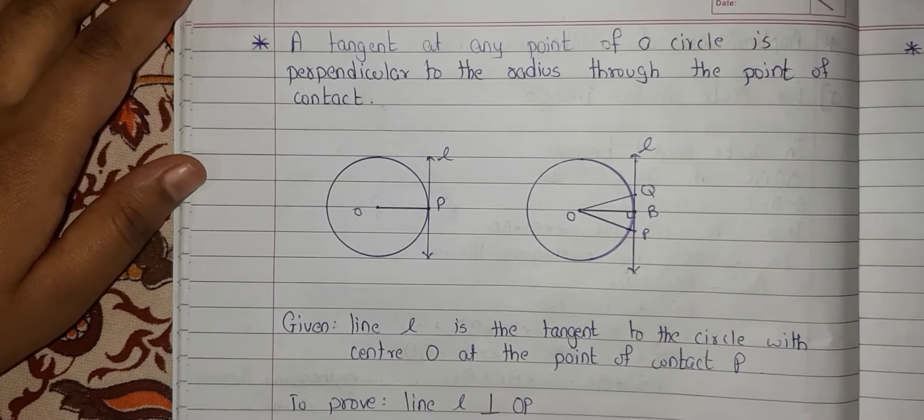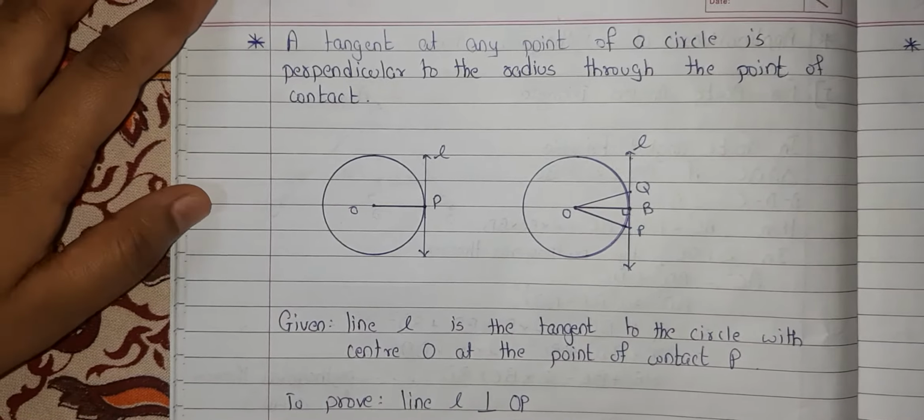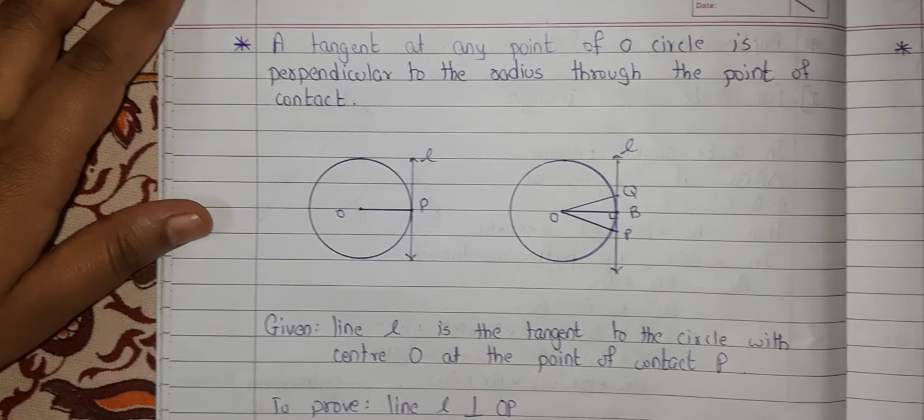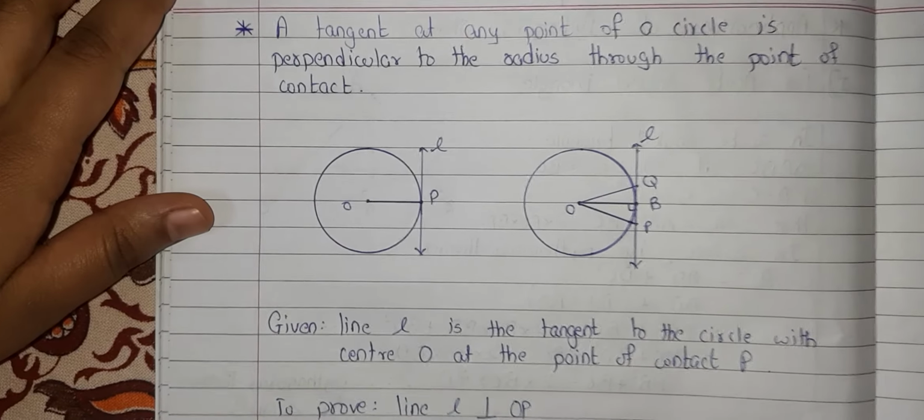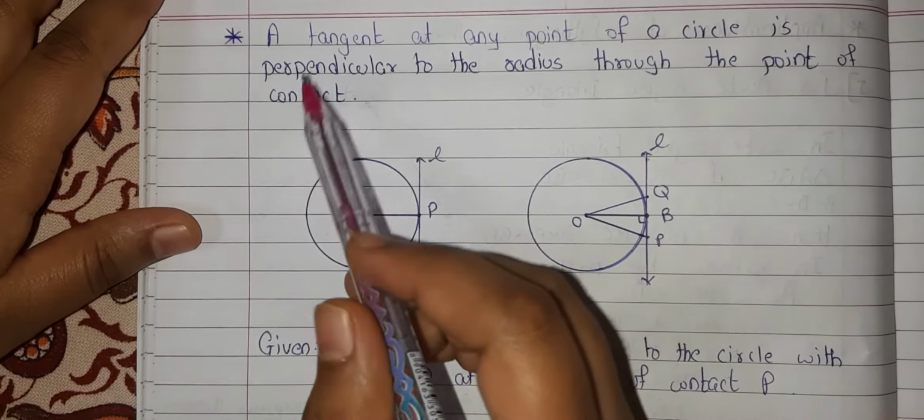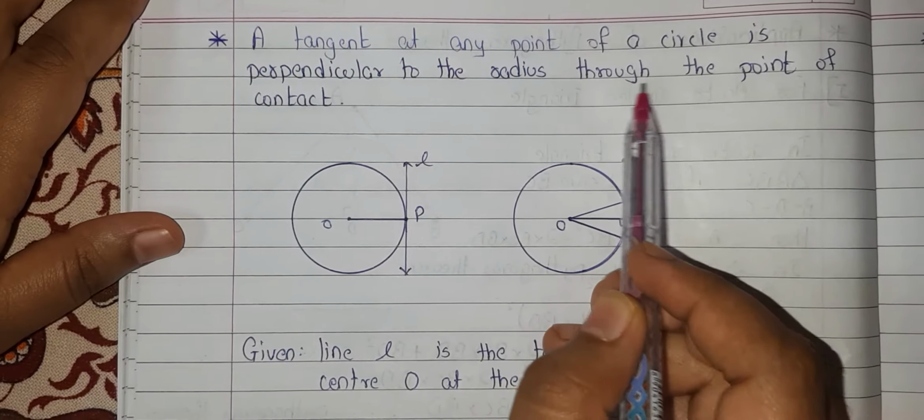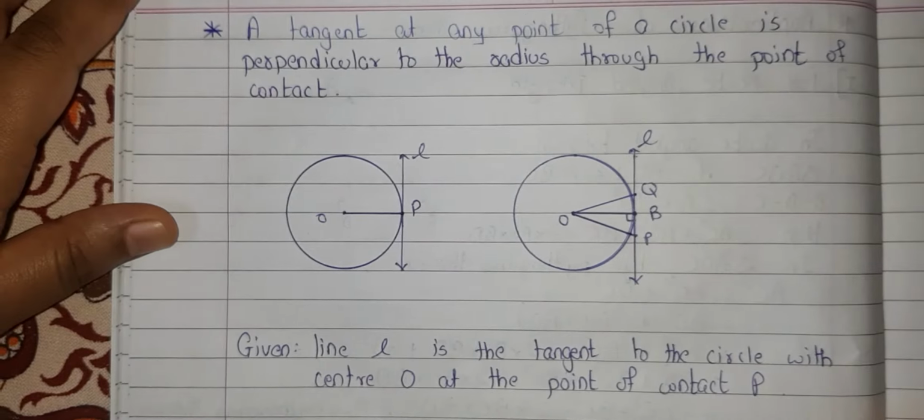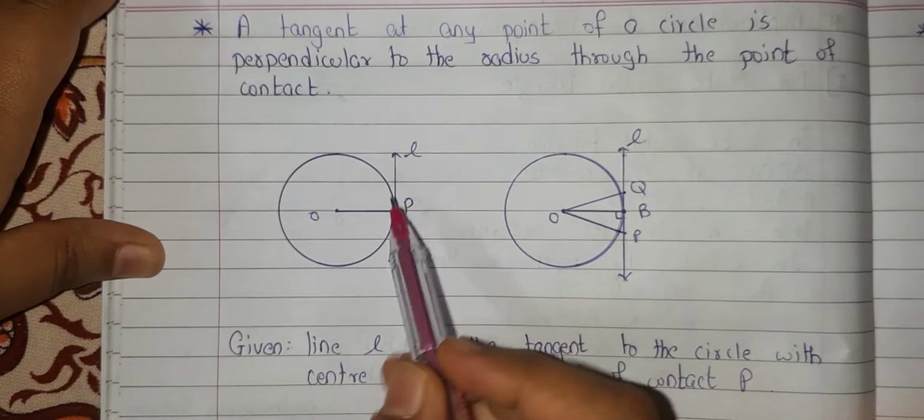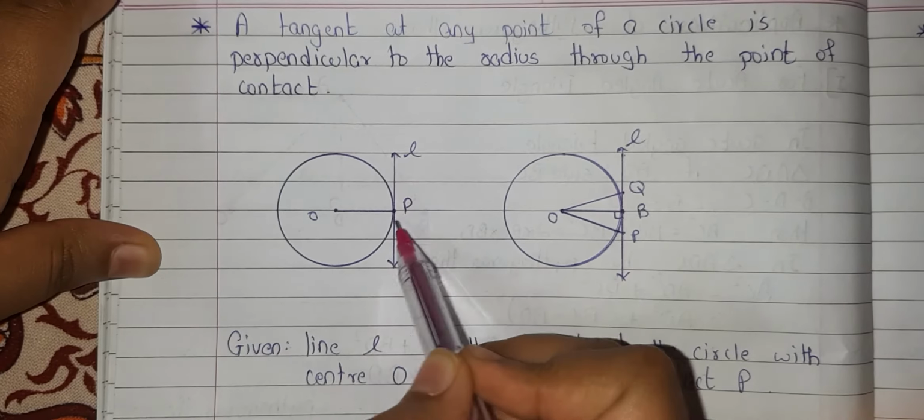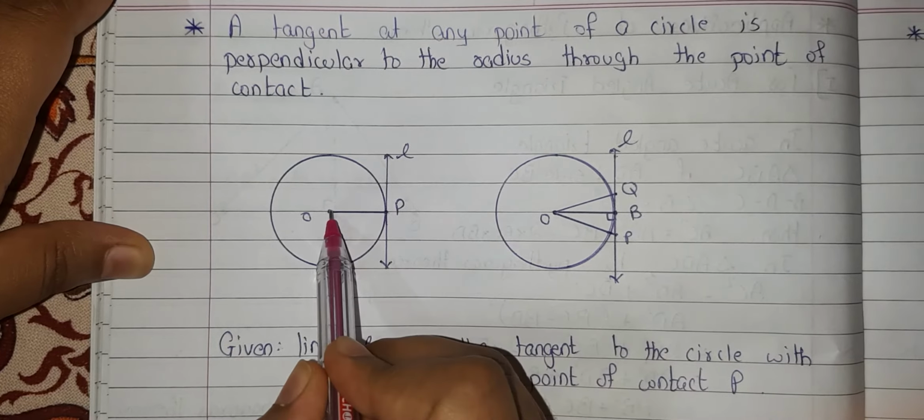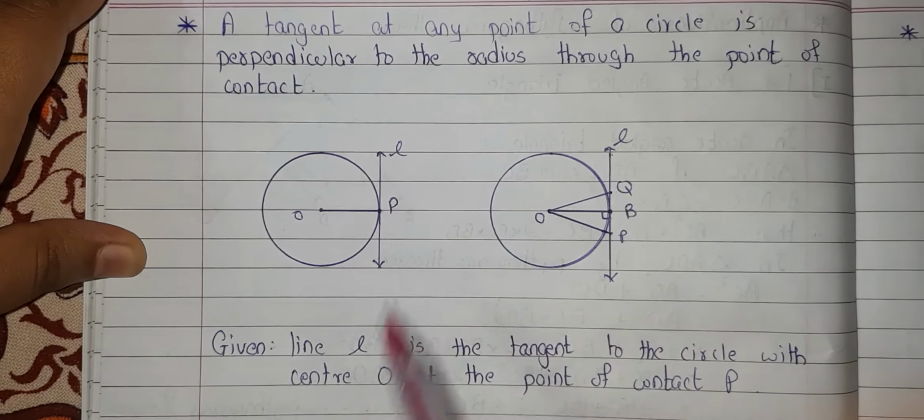Hello guys, in this video we will be studying a new theorem which is related to tangent radius perpendicularity. The statement of the theorem is: a tangent at any point of a circle is perpendicular to the radius through the point of contact. So as I have taken a tangent L at point P, we have to prove that OP is perpendicular to line L.